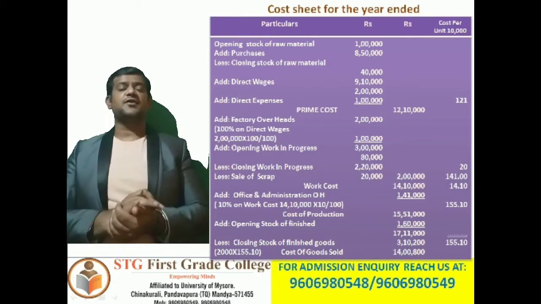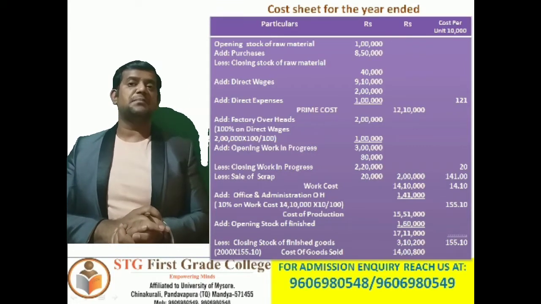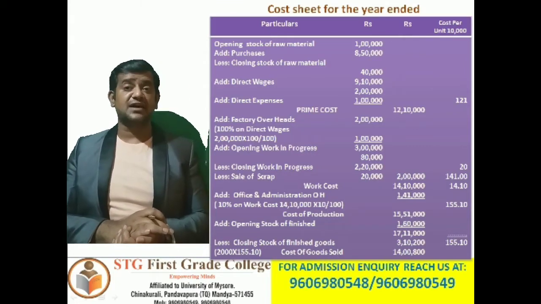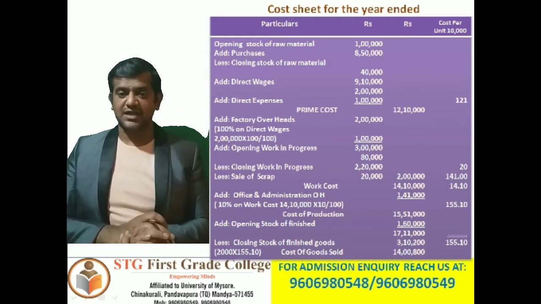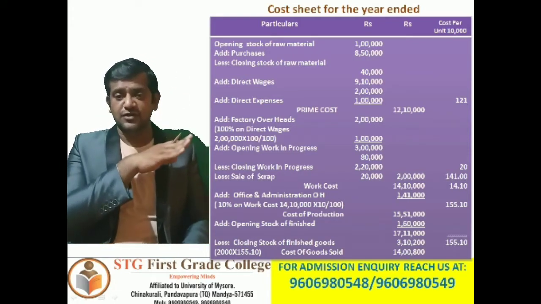So here, cost per unit: we have identified the production, the number of units produced, that is 10,000 units that have been produced, correct? So let us start. Mention in the cost per unit column 10,000 units. Clear?